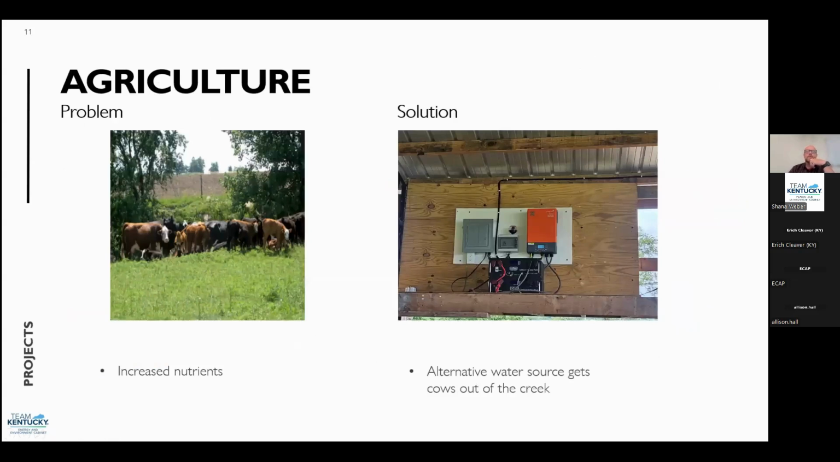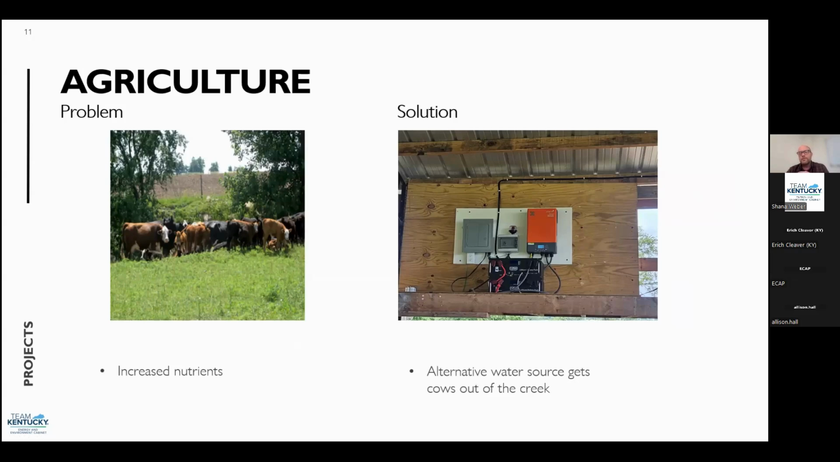Now to the more interesting stuff. The next couple of slides are going to talk about some of the projects that we've been working on with communities. This first one is an agriculture problem, based on a watershed plan we have out in LaRue County. Something common we see in agricultural areas is cows migrating into the water. They like the water, they drink there, it cools them off. Unfortunately, it produces a lot of nitrogen in the water, which can have adverse effects on aquatic life.